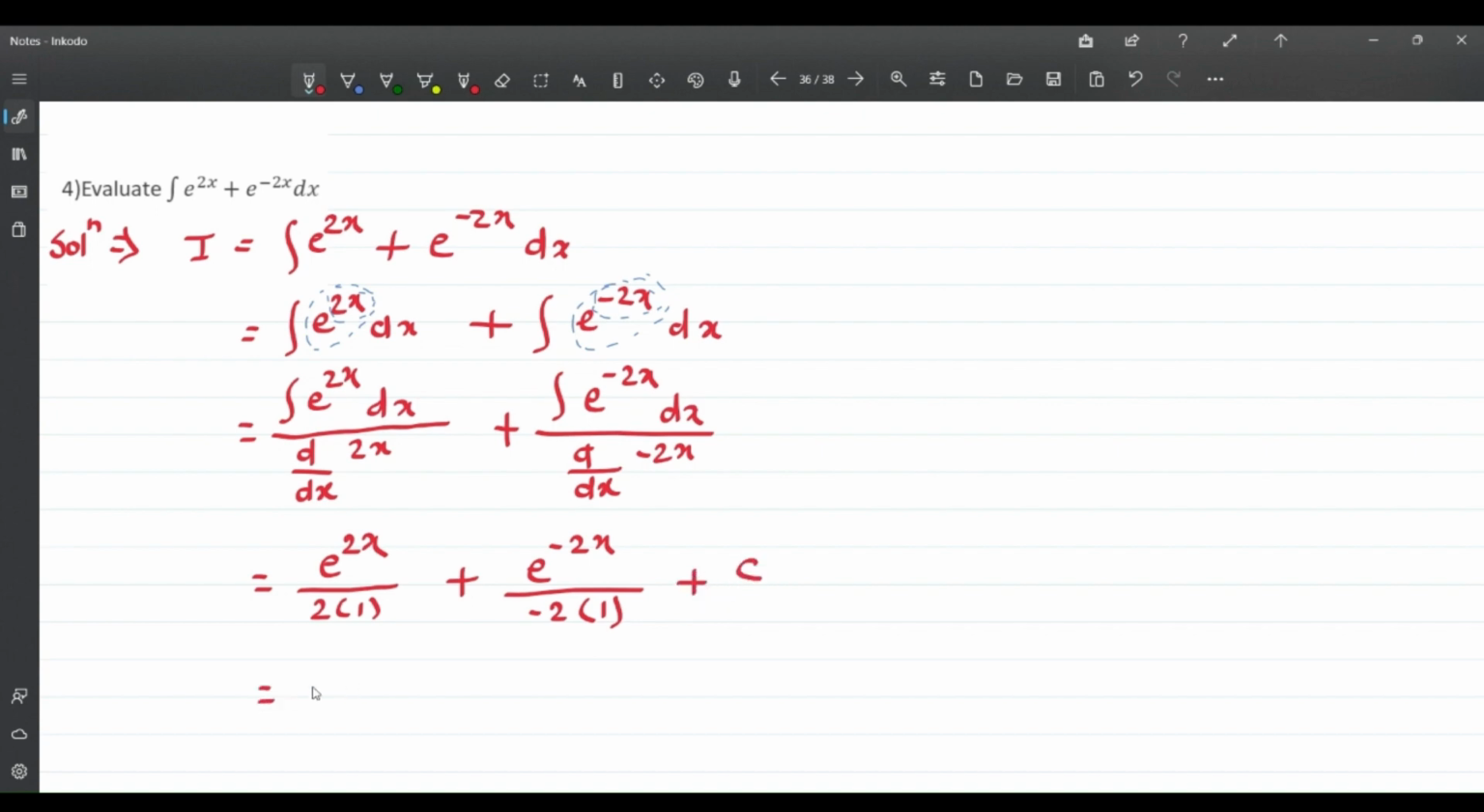So the final answer will be e raised to 2x divided by 2. This plus and minus becomes minus e raised to minus 2x divided by 2 plus c, or we can simplify it as take 1 by 2 common, then the answer will be e raised to 2x minus e raised to minus 2x plus c. So this will be the final answer for this example.